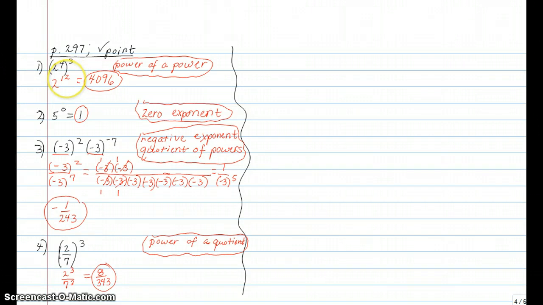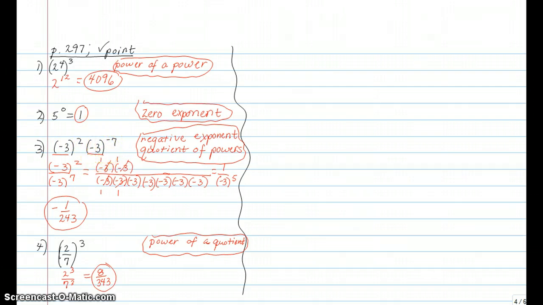You definitely want a calculator for this. You put that in. 2 to the 12th power is 4,096. That has been evaluated because you have a single number when you were finished. Okay, number 2, 5 to the 0 power. Anything to the 0 power is 1. That is the 0 exponent property you're using. Number 3, negative 3 in parentheses. That's important. Keep it in parentheses to the 2nd power times negative 3 to the negative 7 power.